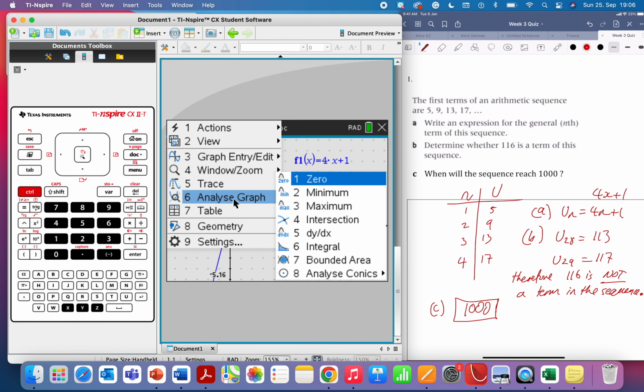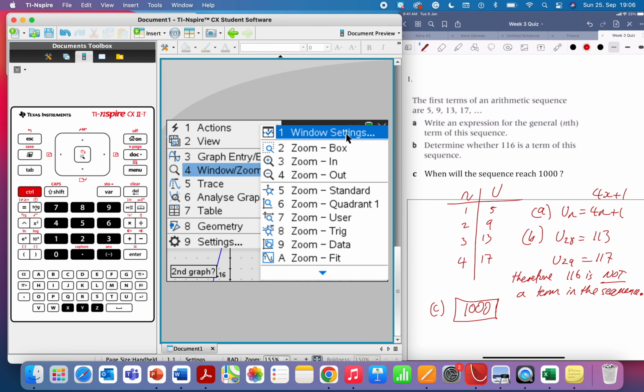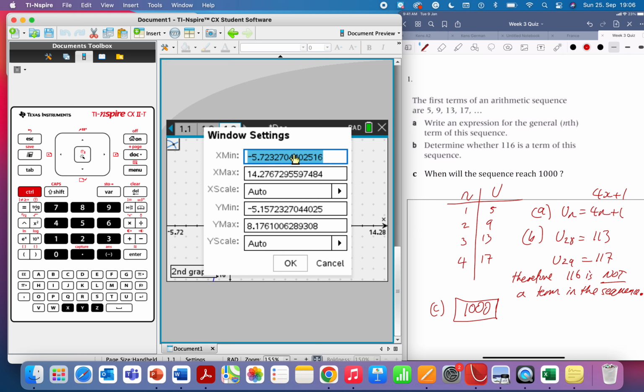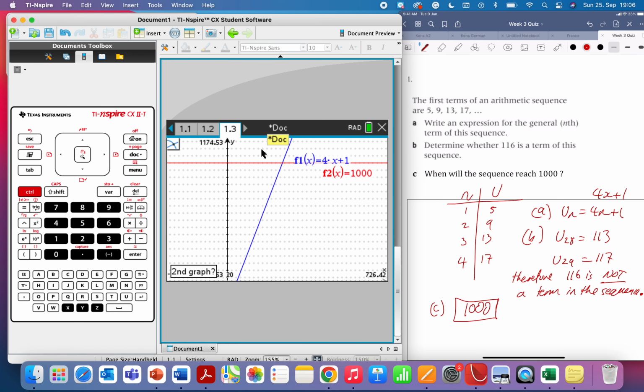So menu, analyze graph, and we look at intersection. We're intersecting on this graph, but we need to see the second graph, so we do need to see it on screen to find the intersection. So let's go menu, window zoom, window settings. We need the x-min to be 0, and the x-max to be 1000, and the same with the y-min, 0 and 1000. There we go, and we can just about see as we grab and move along. If we can see the intersection point, we can find the answer, but it's a bit fiddly choosing what kind of scale you need.